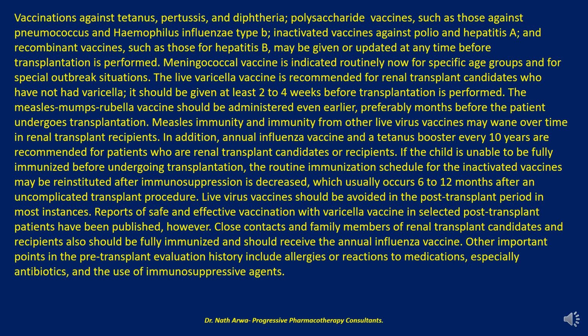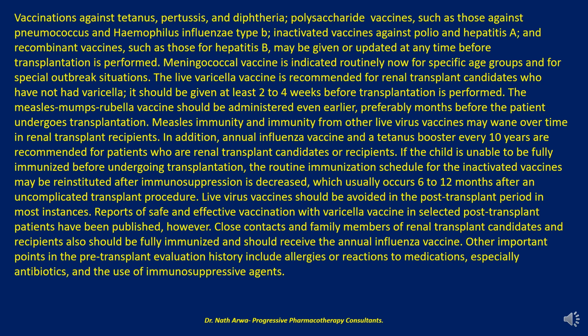If the child is unable to be fully immunized before undergoing transplantation, the routine immunization schedule for the inactivated vaccines may be reinstituted after immunosuppression is decreased, which usually occurs 6 to 12 months after an uncomplicated transplant procedure. Live virus vaccines should be avoided in the post-transplant period in most instances. Reports of safe and effective vaccination with varicella vaccine in selected post-transplant patients have been published, however.